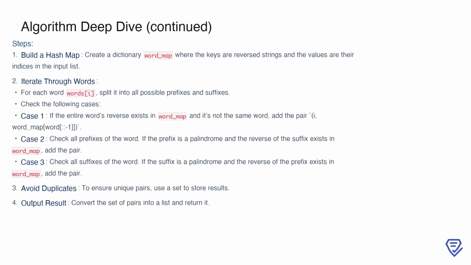In the second case, we examine all possible prefixes of the word. If a prefix is a palindrome and the reverse of the corresponding suffix exists in the hash map, this forms a valid pair.